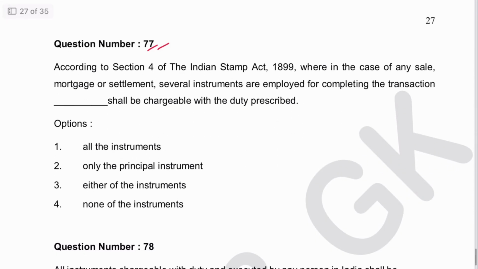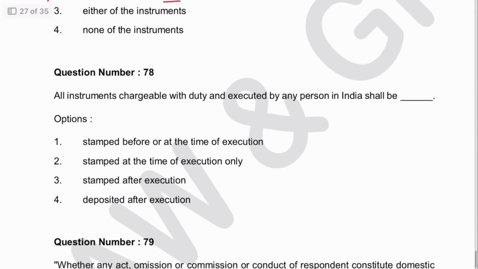Next, 77. According to Section 4 of Indian Stamp Act, where in the case of any sale, mortgage, settlement, several instruments are employed for completing the transaction, dash shall be chargeable with duty prescribed. All the instruments or principal instrument only. 2 is the answer. Section is mentioned already.